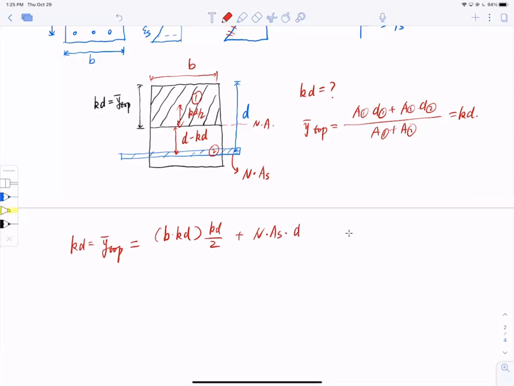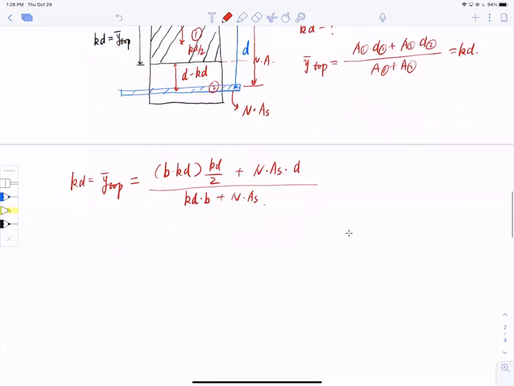And the distance is D. Sorry, this is actually not to the neutral axis. Took that back, okay? This is the distance to the top. So for this one, it is all the way up to D. Y top is taking the reference line at the top here. This is the reference line when you're trying to find the centroid. Sorry, made a mistake here. So this is A1 multiplied by KD divided by 2 plus NAS multiplied by D, divided by B KD, this area, plus N times AS.